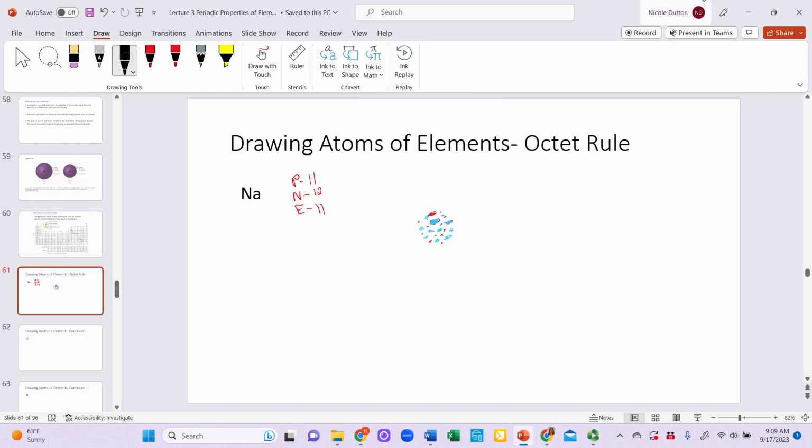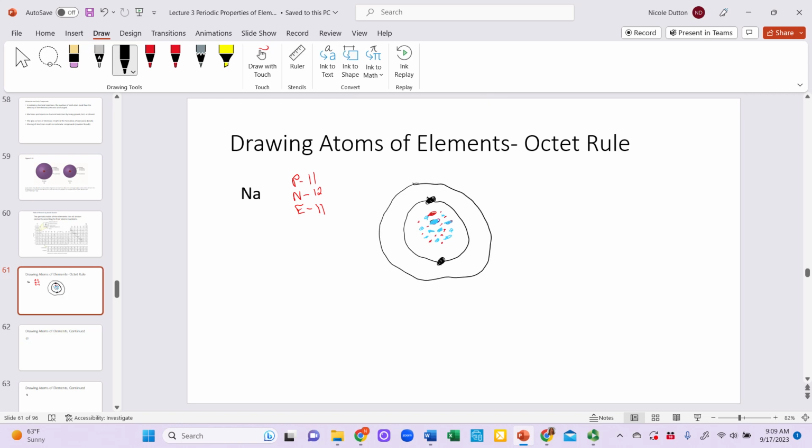Now when it comes time to drawing the electrons, electrons are going to exist in rings in a cloud that orbit that central nucleus. So the first ring can only hold 2 electrons. So we're going to put 1 and 2 electrons. So we have 11 electrons total, so far we drew out 2 electrons. So we're going to add another ring.